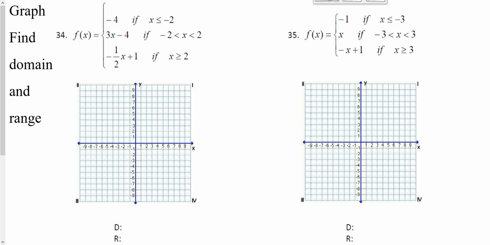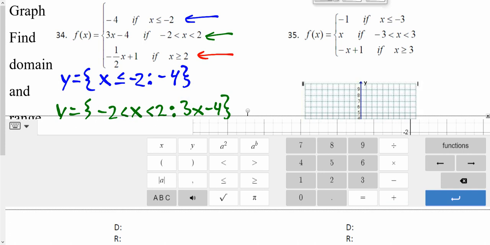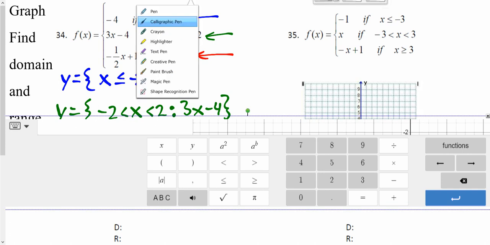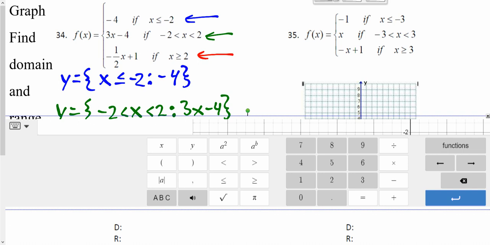So now we're going to go ahead and graph these. So you need to type these into Desmos. Now, just another thing with Desmos, just know that if you go to the lower left corner of Desmos, you'll see this little keyboard here.